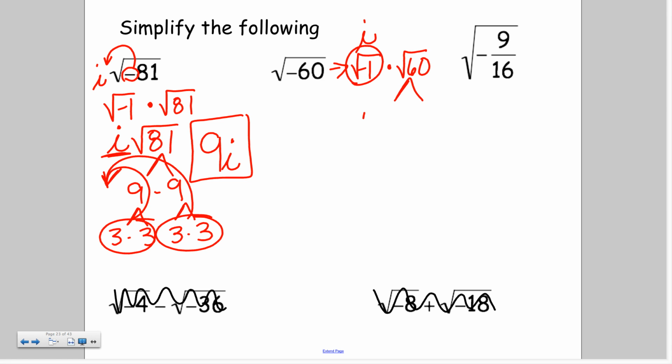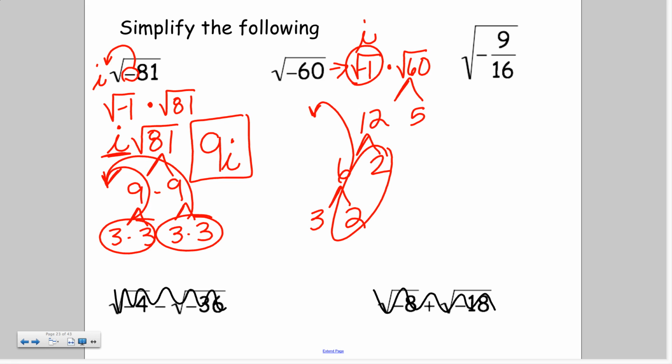We're going to do 12 and 5, 6 and 2, 3 and 2. There's a pair. So one 2 comes out to go along with my i, so 2i. Then I'm left with a 3 and a 5. 3 times 5 is 15. 15 stays in my house.